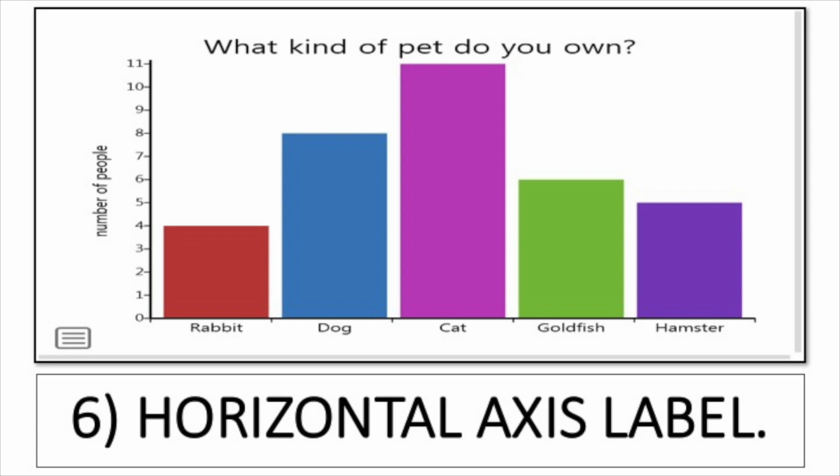How many people own a hamster? Really? Be careful. Don't read too quick. Let's find hamster on the horizontal axis and then go across. 5. And then how many people own a goldfish? 6. 6 for goldfish, 5 for hamster. So by reading the different pieces of the bar charts, we can get the different types of information.